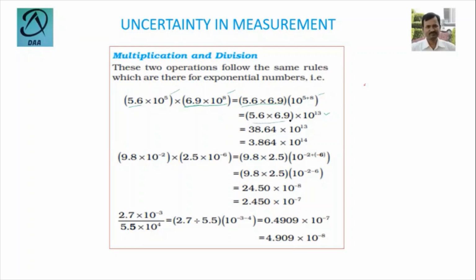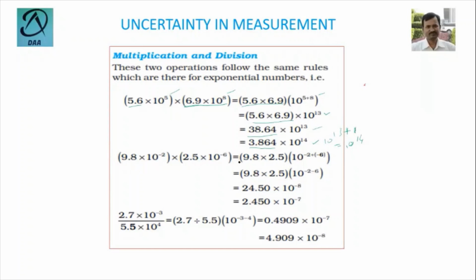If you multiply 5.6 by 6.9, it will come 38.64, and then again the second part multiplied by 10 to the 13. If you simplify, then it will be 3.864. Similarly, if you go for another set of numbers to multiply, where the small n value is a negative value, in that case, in a similar way, you have to do that.